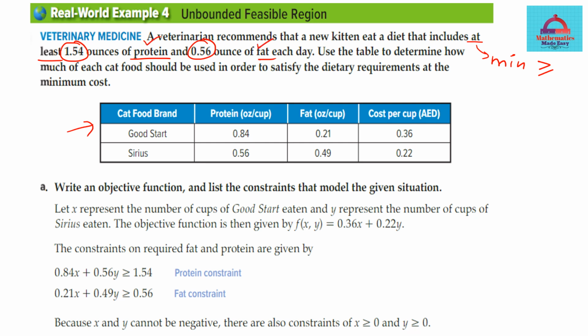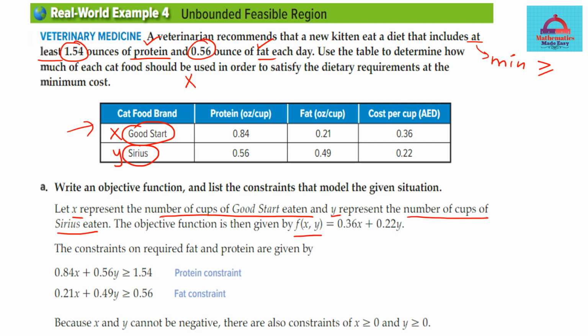One is protein, one is fat. So let us take that she takes X number of cups of cat food of Good Start and Y number of Cyrus. Okay, so X represents the number of cups of Good Start eaten and Y represents the number of cups of Cyrus eaten. How do you know this? You know it from the table that there are two options.